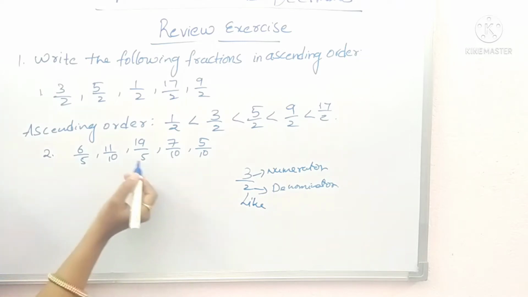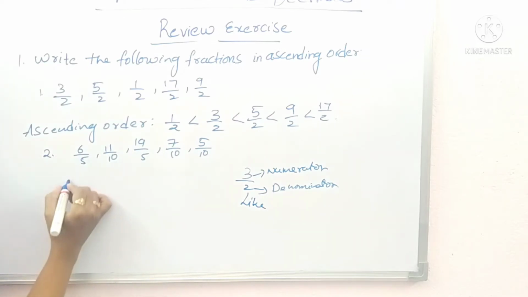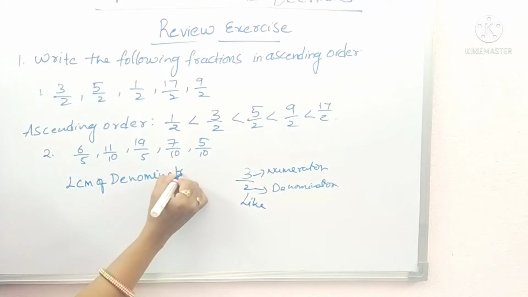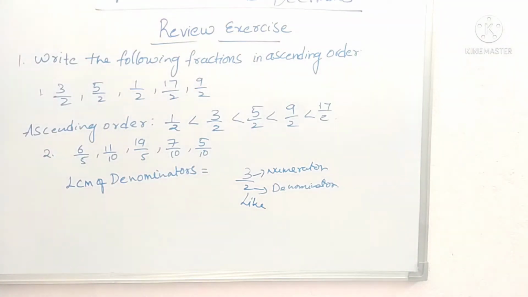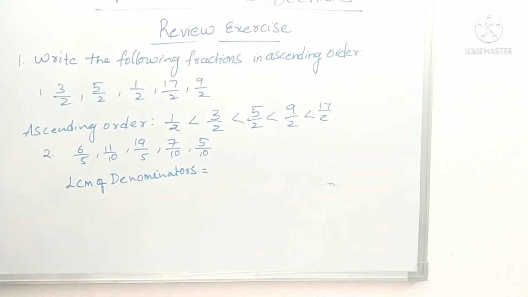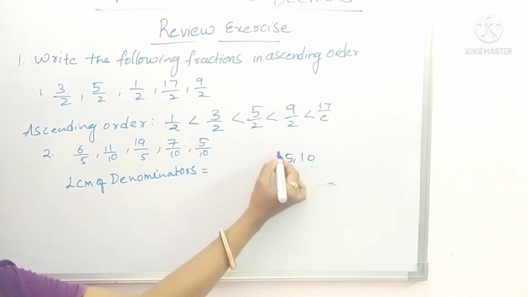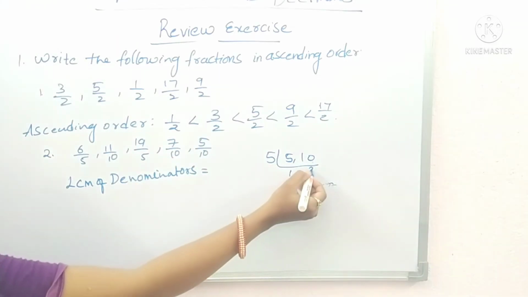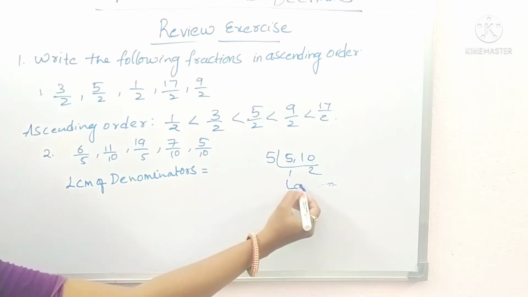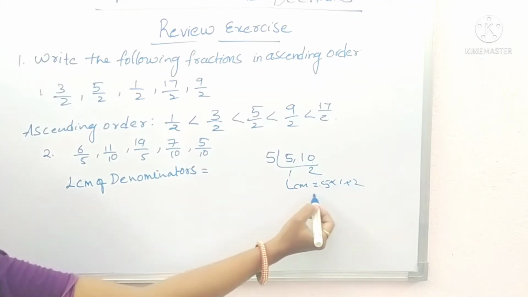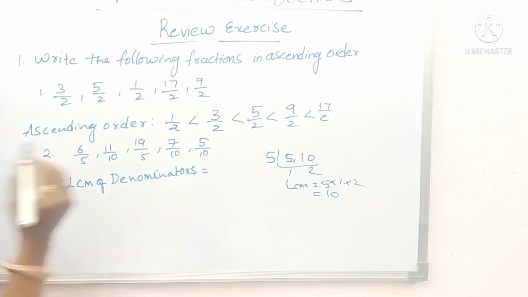First of all, here we have to find the LCM of the denominators. What are the denominators here? 5 and 10, right? We have to find the LCM. If we observe, 5 and 10 have the common factor 5: 5 ones are 5 and 5 twos are 10. So the LCM, which you learned in 6th class, is 5 into 1 into 2, that is 10. What is the LCM of the denominators here? 10.